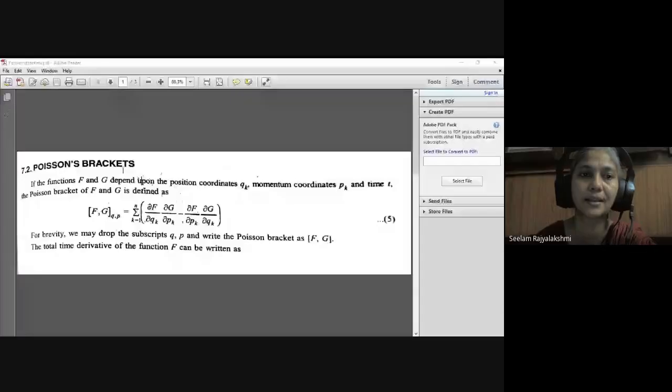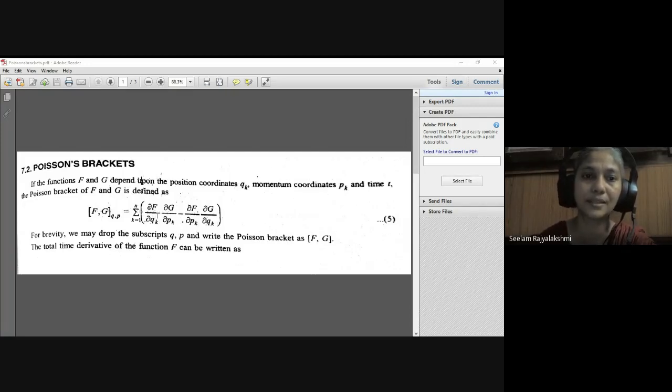Poisson brackets. Here let us consider two functions, capital F and capital G, and these two functions depend upon position coordinates small qk, momentum coordinates small pk, and time t. The Poisson bracket of f and g can be defined as {f, g} with respect to q, p, which is equal to the sum over k from 1 to n of ∂f/∂qk ∂g/∂pk minus ∂f/∂pk ∂g/∂qk.